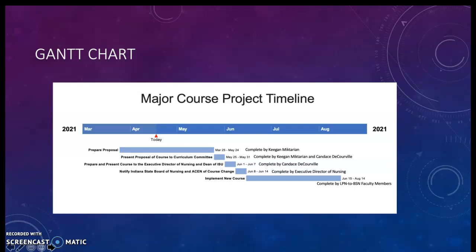Here is an outline of the major course project timeline. This Gantt chart shows the proposed completion of this course edition. From March 25th to May 24th, Keegan McTarian will complete the proposal of the course edition. Between May 25th and May 31st, Keegan and Candace DeCorvell will present the proposal of the course to the curriculum committee.